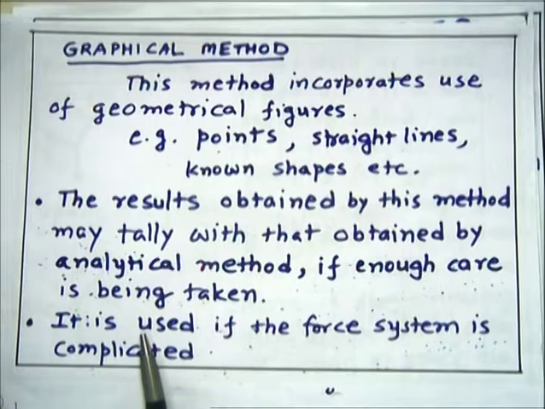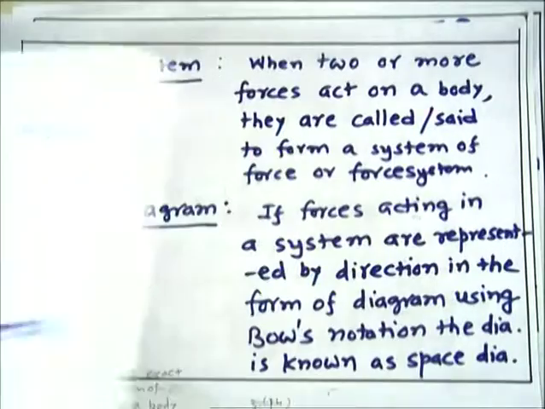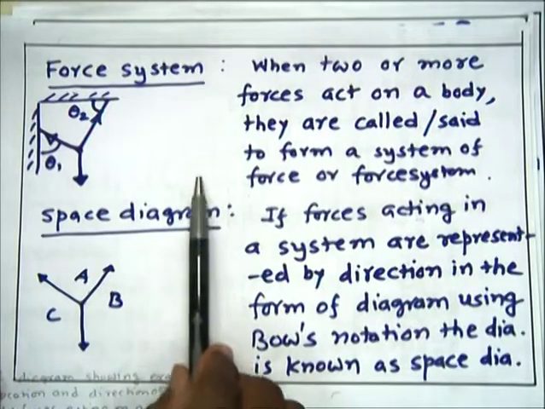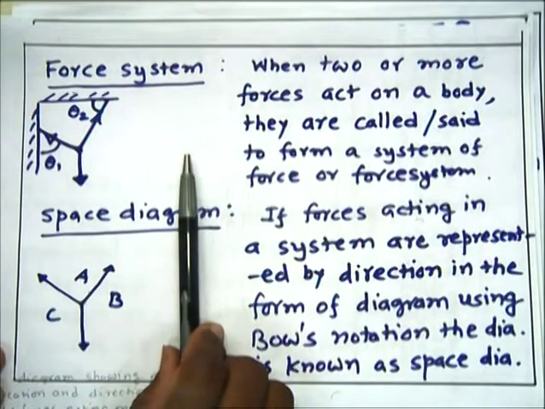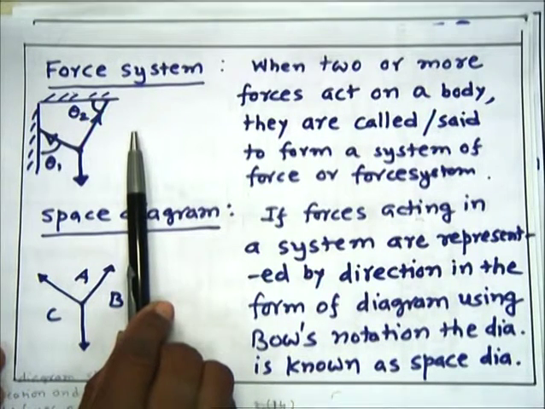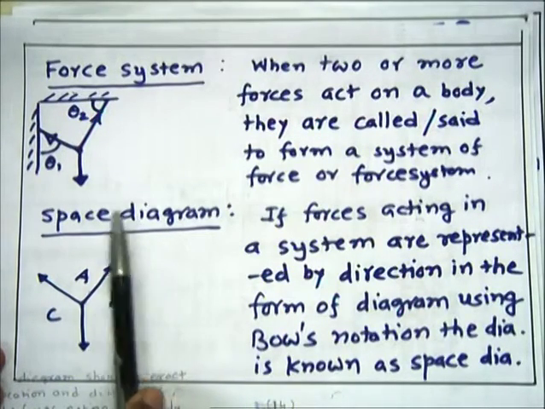But even though, if the force system is complicated, this method is the easiest method to use for finding the resultant force. And in the graphical method, we need to have a clear concept of the force system, that is, what a force system is, and then how to draw a space diagram from the force system.